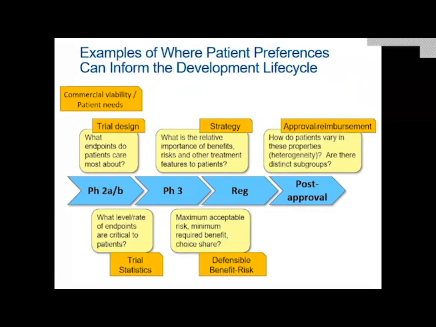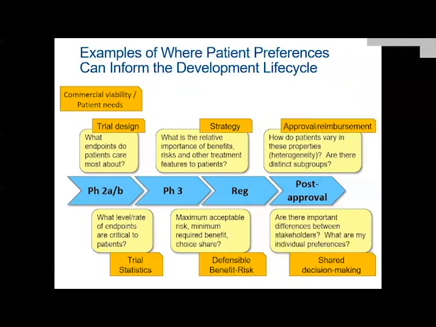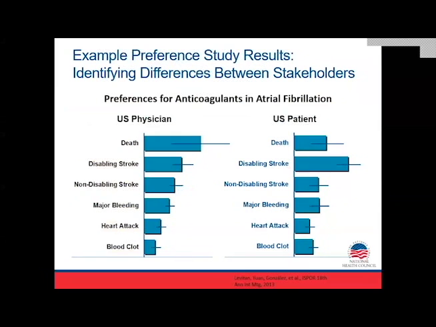As I move towards approval and post-approval, I'm going to care about that heterogeneity issue. So patients may vary in the properties, and it may just be an amorphous blob, or there may be distinct subgroups of patients. And that's not just important for a company, that's important for the health authorities. Because just like you might approve for people with certain demographic or diagnostic criteria, eventually we may approve based on certain preference criteria. And then post-approval, you're going to care a lot about differences between stakeholders or about individual preferences. And that gets into shared decision-making. And I'll show you an example where those differences can become interesting. In fact, it's right here.